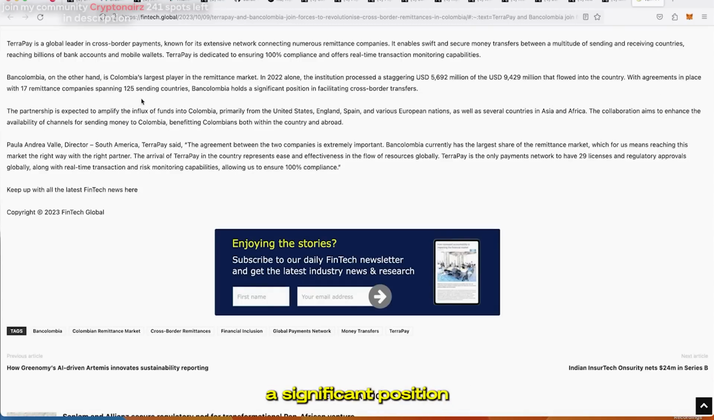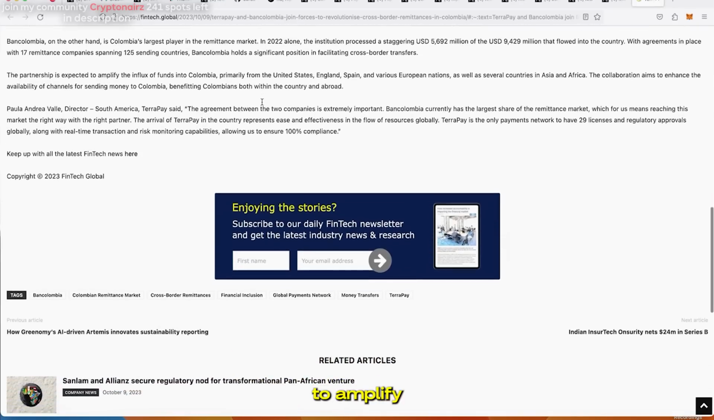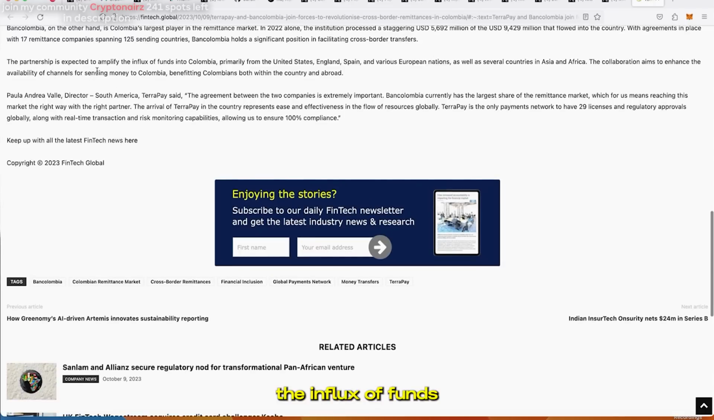Ban Colombia holds a significant position in facilitating cross-border payments. The partnership is expected to amplify the influx of funds into Colombia, primarily from the United States, England, Spain, and various European nations, as well as several countries in the Asia and Africa regions.